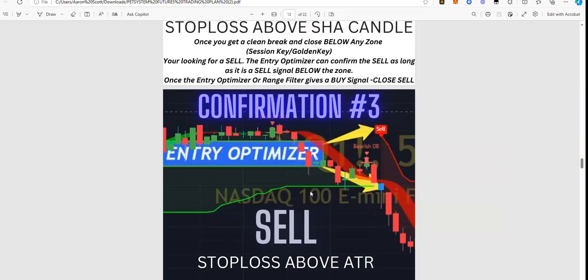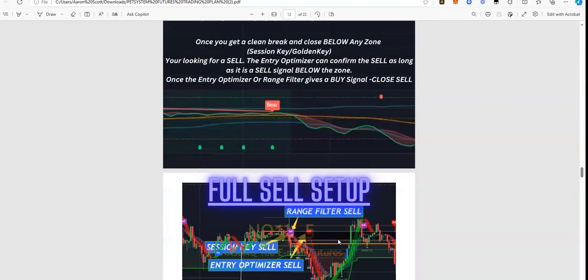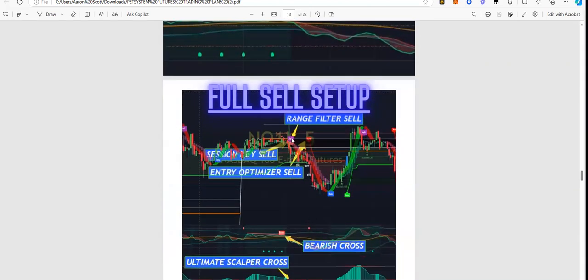So if you're following these steps and you're following the confirmations to the T, you will wait for the break of the sell, easy sell, you take it straight on down. So we're going to show you the full setup. Here you got your range filter sell. Here you have the range filter sell. And if you can see it right there, you got your session key sell right there. So you could have got in earlier. But like I said, you want to make sure that all confirmations line up.